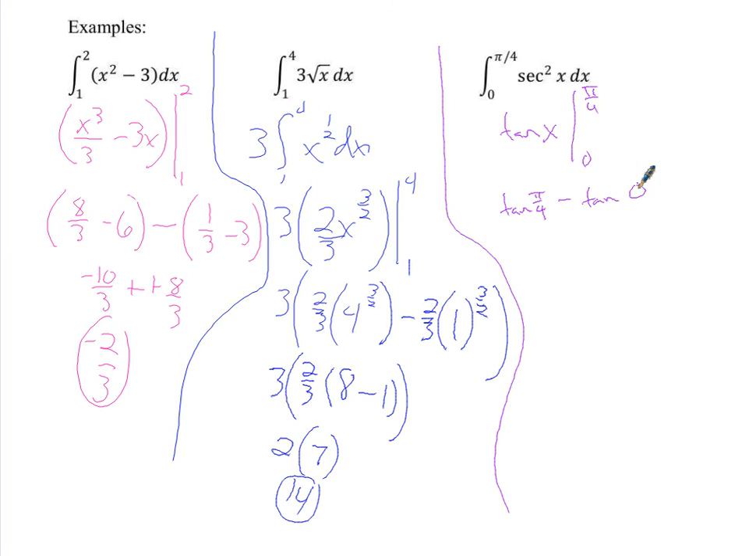So the question is, what is the tangent of pi over 4? Well, the cosine of 4 is, oh, okay, it's 1. Minus, what's the tangent at 0? 0 over 1, which is 0. So it's 1 minus 0 for an answer of 1.